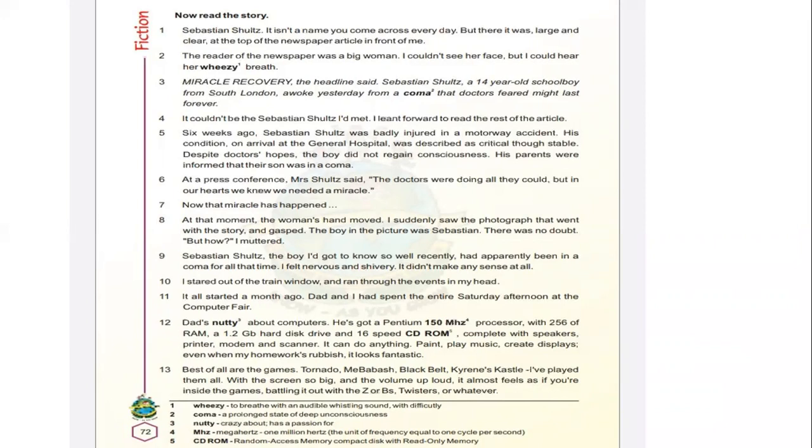Now we will go through the entirety of the story and try to find step by step how that Sebastian Schultz had a miracle recovery and what was that connection with the world of the game.